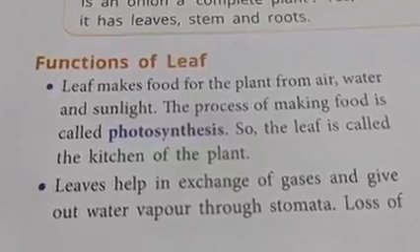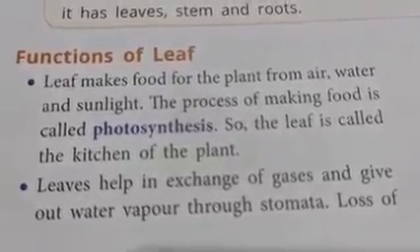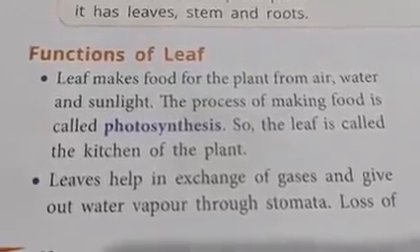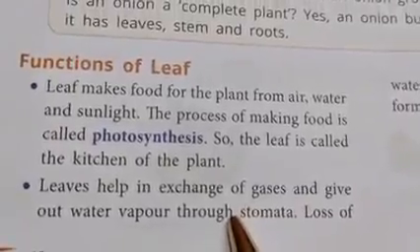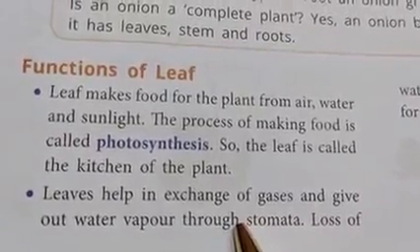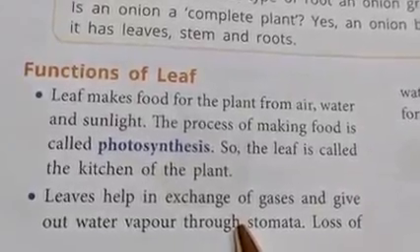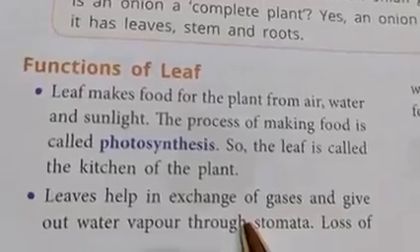Now children, let us see the functions of leaf. Leaves make food for the plant from air, water and sunlight. Leaves are also called the kitchen of the plant. The process by which plants make their food is called photosynthesis.